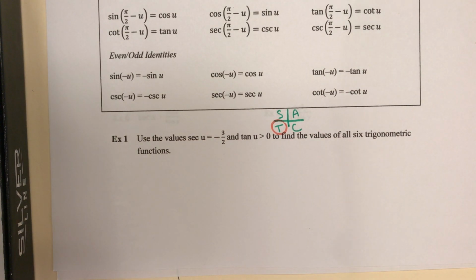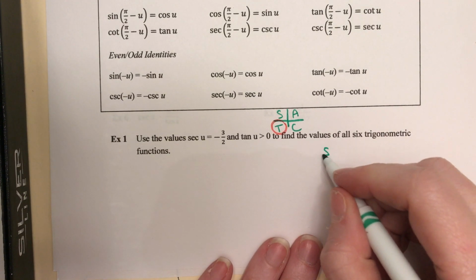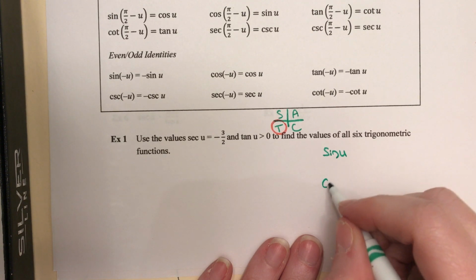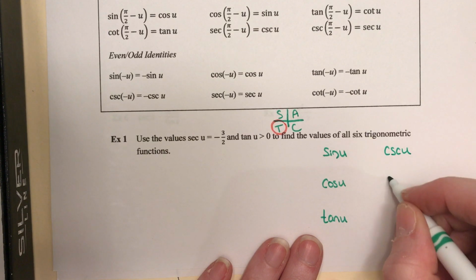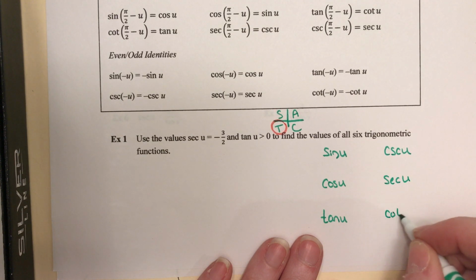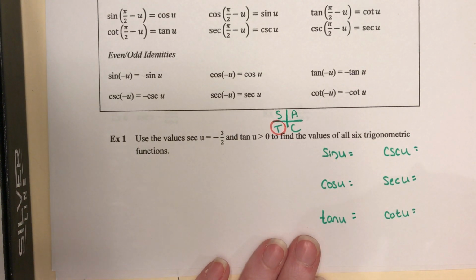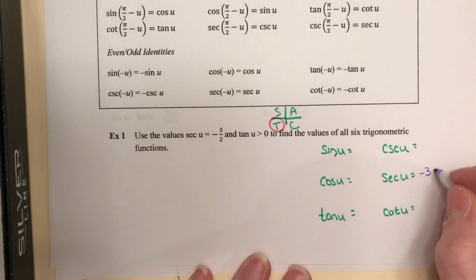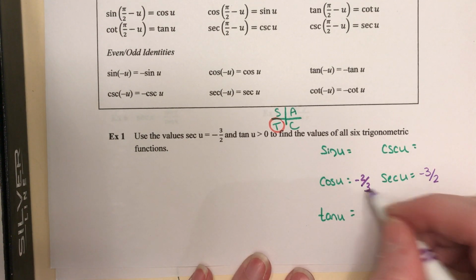Now I could draw a right triangle, or we could use our formulas from up above. I'm going to use the formulas here. First off, I'm going to make a list. I'm going to list my 6 trig functions: sine of u, cosine of u, tangent of u, cosecant of u, secant of u, and cotangent of u. And I'm going to list the ones I know already. I already know that secant is -3/2. And I know cosine, because that's a reciprocal, would be -2/3.